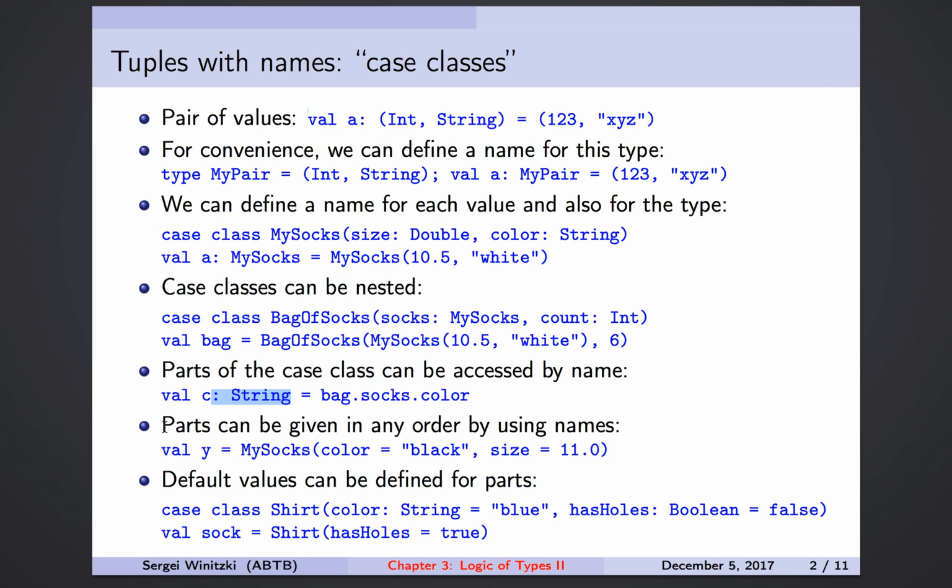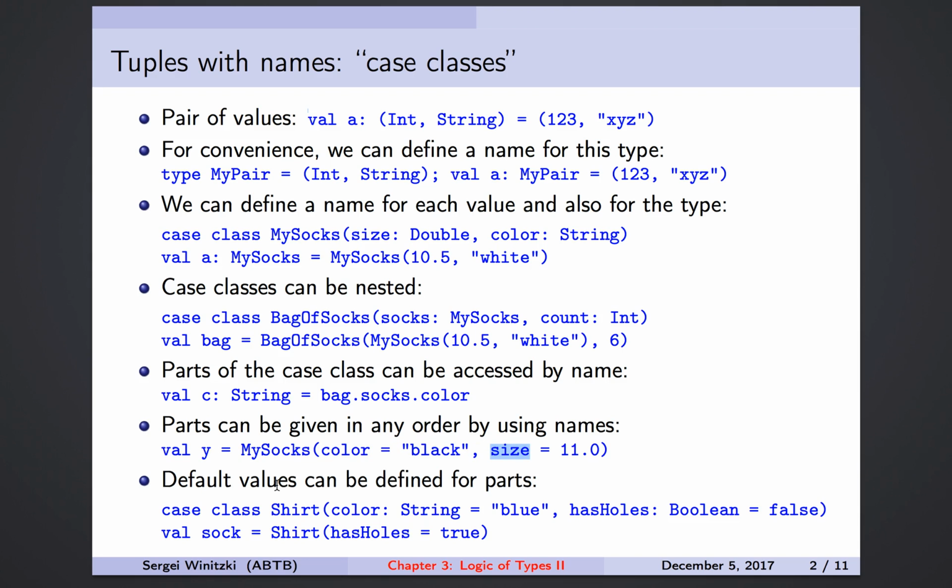Now, another convenience that Scala provides with its case classes is that the parts of case classes can be specified in any order, as long as you use names. If you don't use names, you have to do it in this order. Otherwise, you can do it in any order. So here is an example where I define my socks, first specifying the color and then the size.